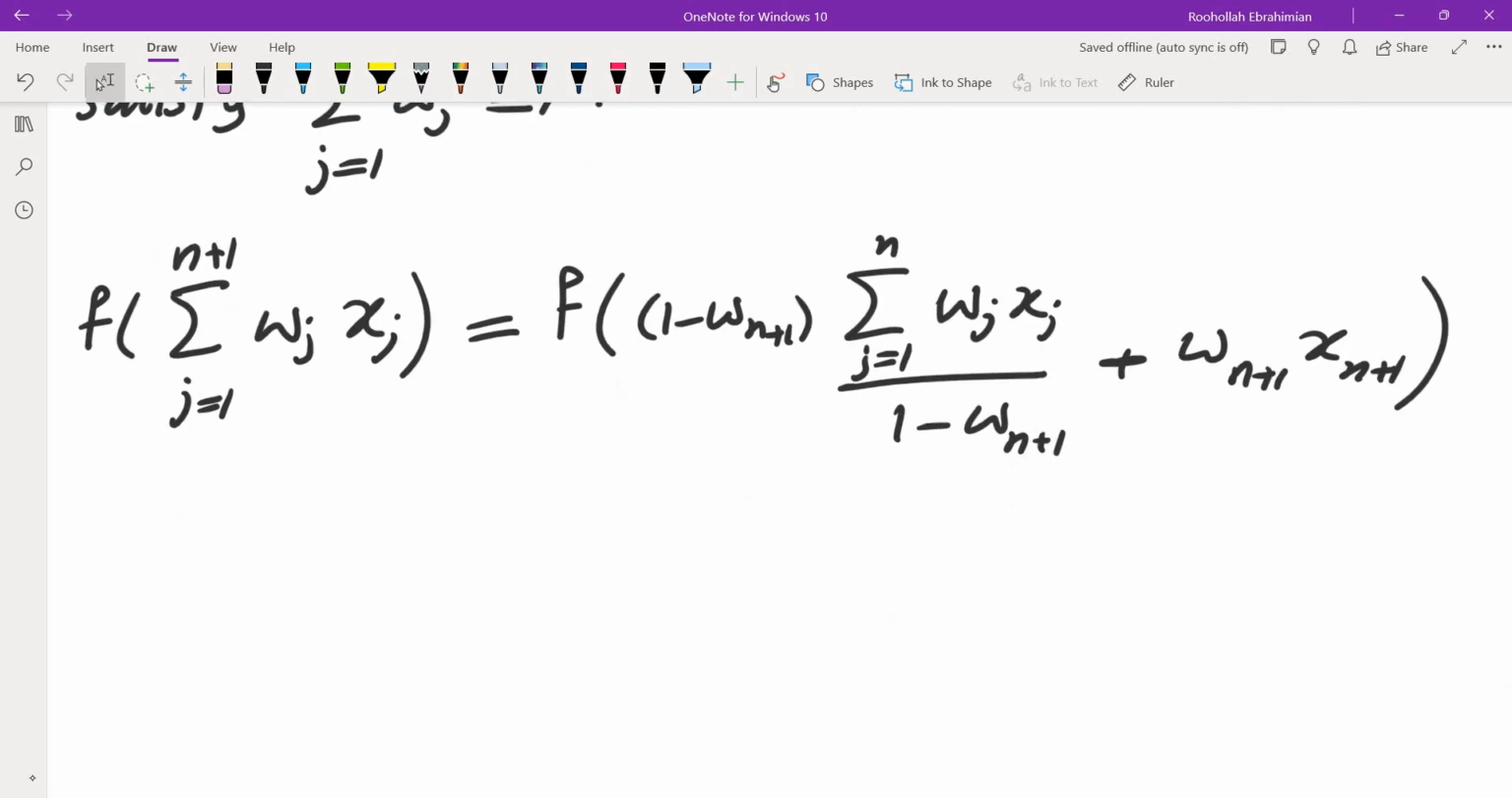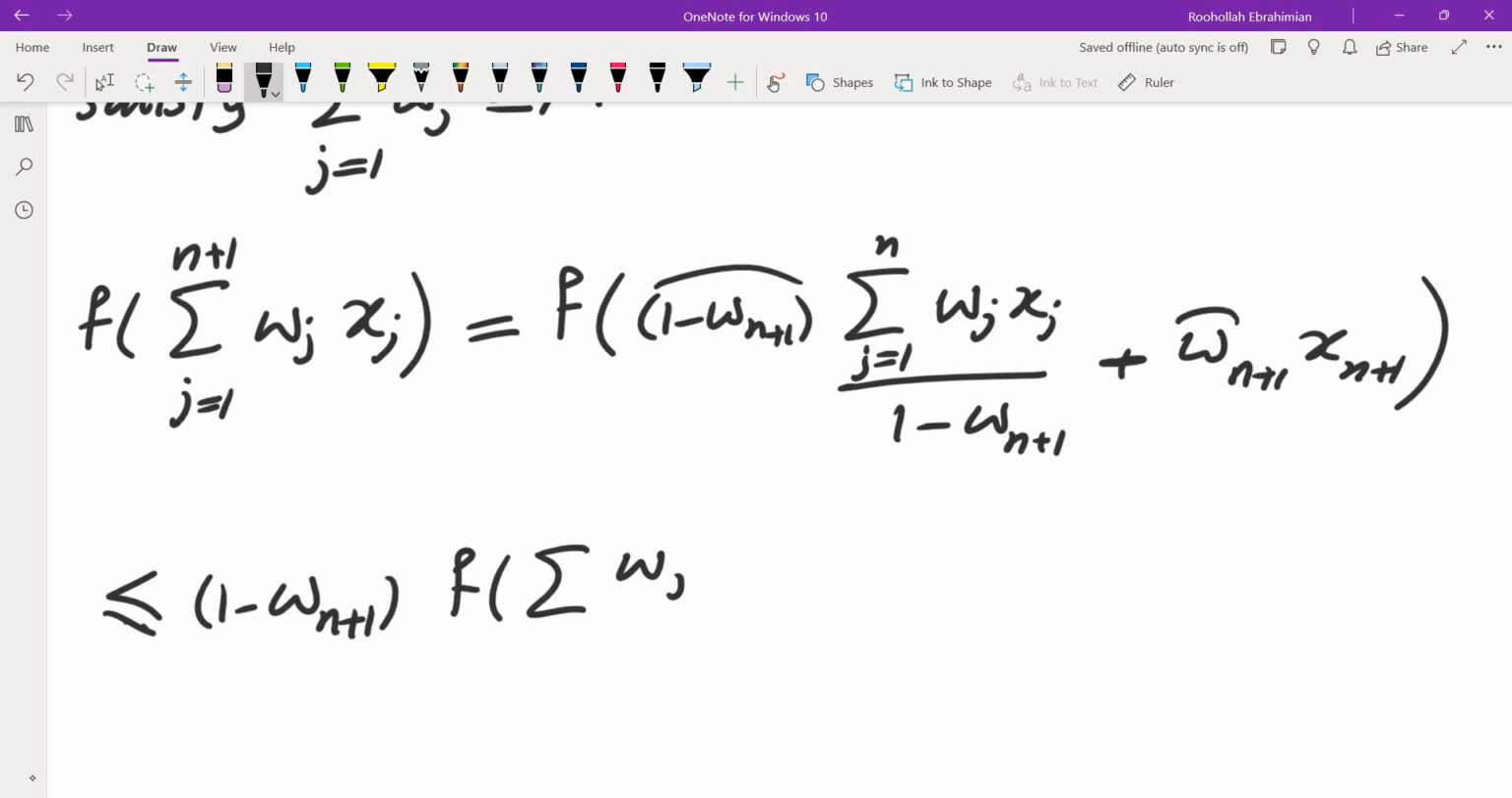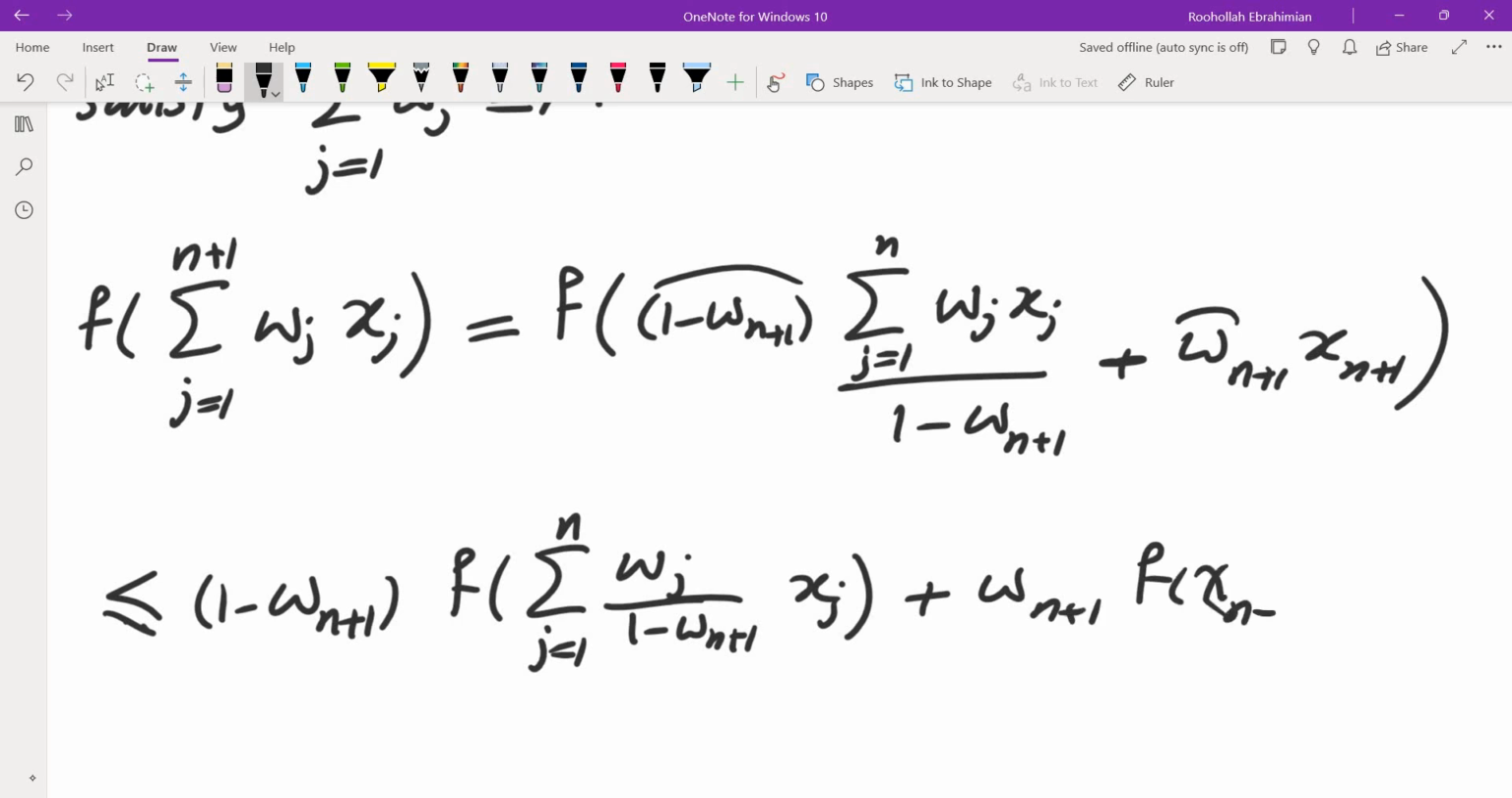By assumption, since these two add up to 1, this would be less than or equal to, by the fact of n equals 2, or basically the assumption that f is convex, 1 minus wn plus 1 times f of the sum of wj over 1 minus wn plus 1 xj, j equals 1 to n, plus wn plus 1 f of xn plus 1.